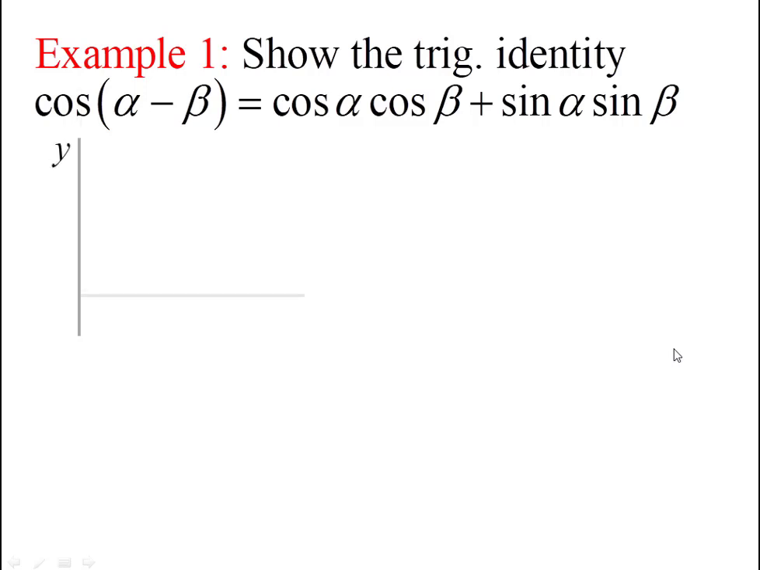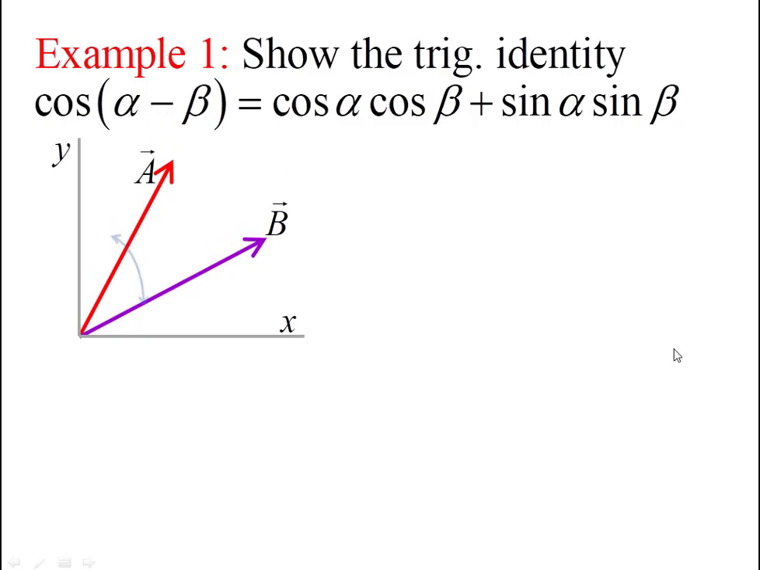Let this be our Cartesian coordinate system. For simplicity of the problem, I will only consider the xy coordinate system. Let this be a vector B, and let this be a vector A. Let the angle of vector A from the positive x-axis be alpha, and the angle of vector B from the positive x-axis be beta. So the angle between the two vectors is therefore alpha minus beta, as you can observe.